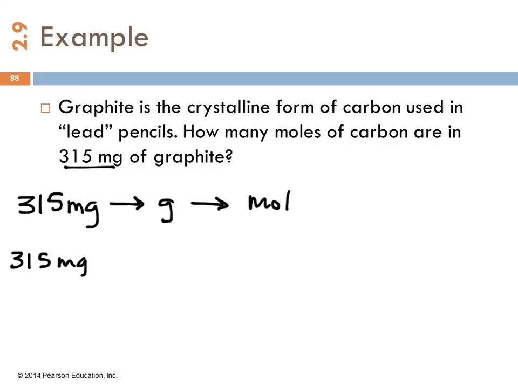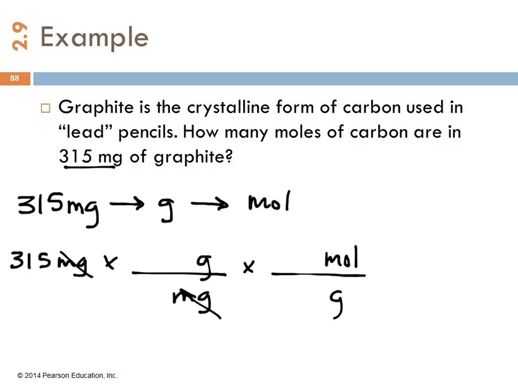315 milligrams. So first we need a factor relating grams and milligrams, and then we need another one relating moles and grams. Milligrams to grams to moles. Dimensional analysis. We want milligrams in the bottom, so these guys are canceling out. We want gram in the bottom, so these guys cancel out. And then we stick units in there.